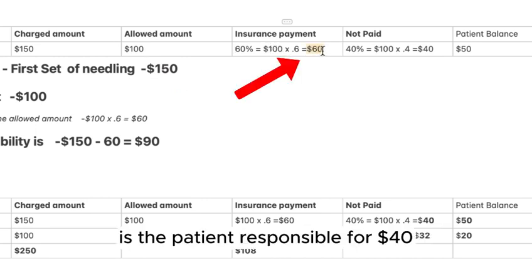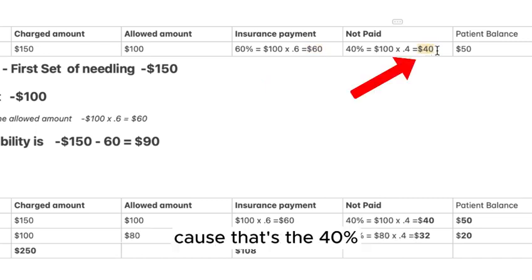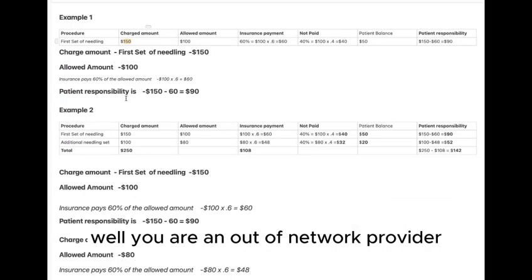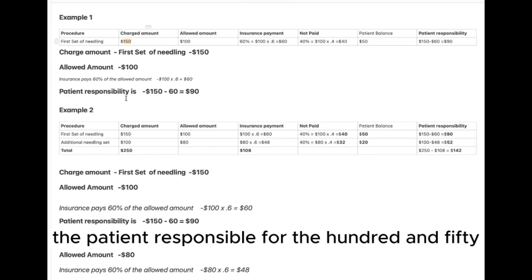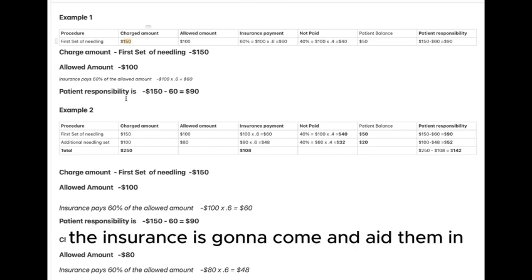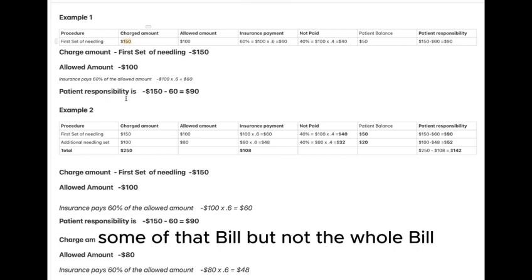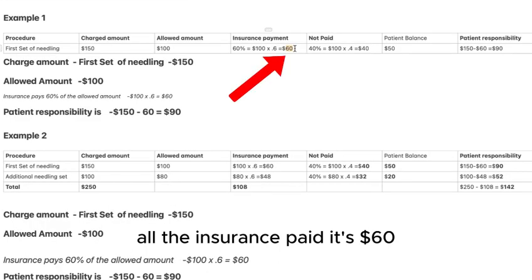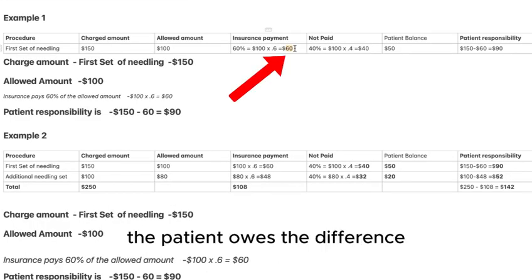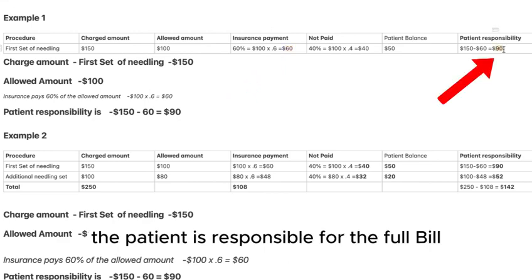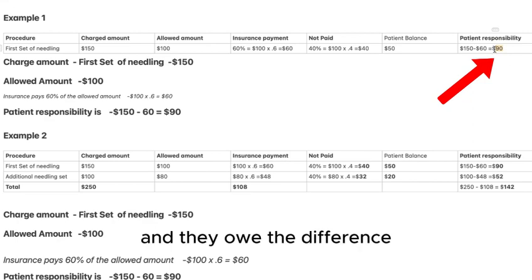Is the patient responsible for $40, because that's the 40%, or are they responsible for the full $150? Well, you're an out-of-network provider. The patient is responsible for the $150. That's the way you have to look at it. The insurance is going to come and aid them in some of that bill, but not the whole bill. All the insurance paid is $60. The patient owes the difference. The patient owes $90. The patient is responsible for the full bill, and they owe the difference.